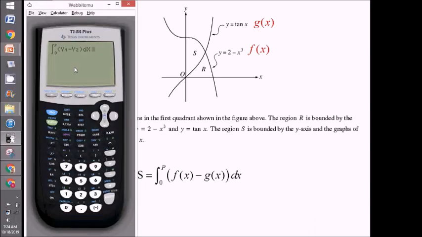Calculator time. So here's what it looks like on the calculator. I stored f as y1 and g as y2, these two functions here. So pressing enter now, we end up with an area of 1.161.